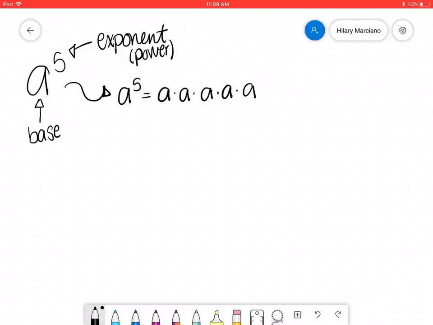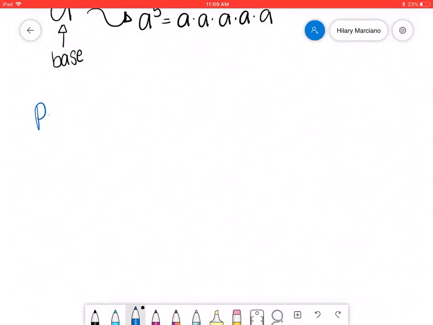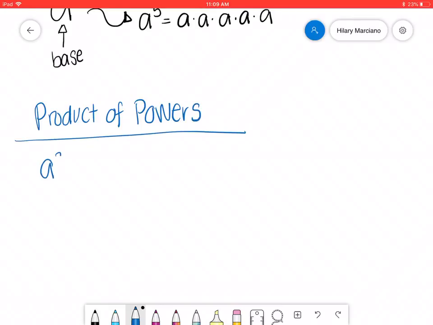Now, there's different ways to solve multiplication of exponent problems. Our first one is called product of powers. When we're taking products of powers, we're taking two numbers with the same base, like a to the second times a to the fifth. They have the same base and different exponents. Because we're multiplying together two numbers with the same base, all we're going to do is add our exponents.